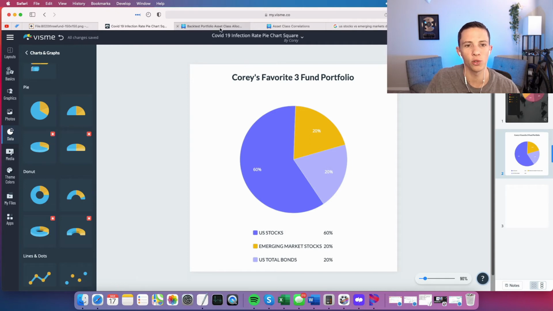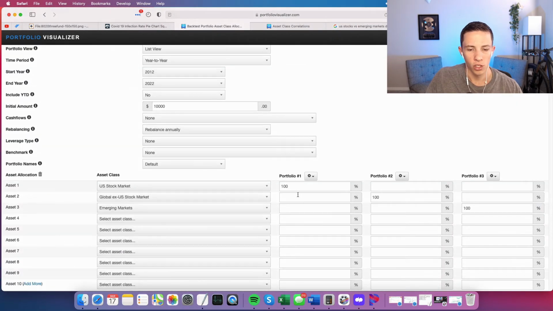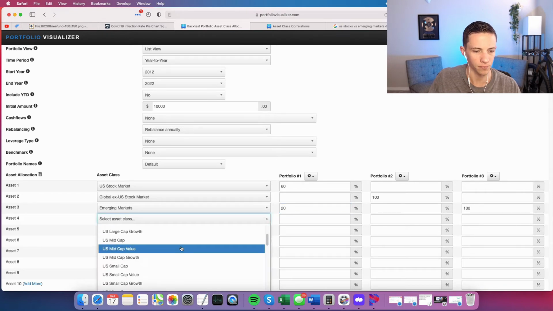Let's just put these into a back tester though and see how this would have done. So what are we going to do here? We'll start off with my 3-fund proposed portfolio, which was 60-20 total bonds.